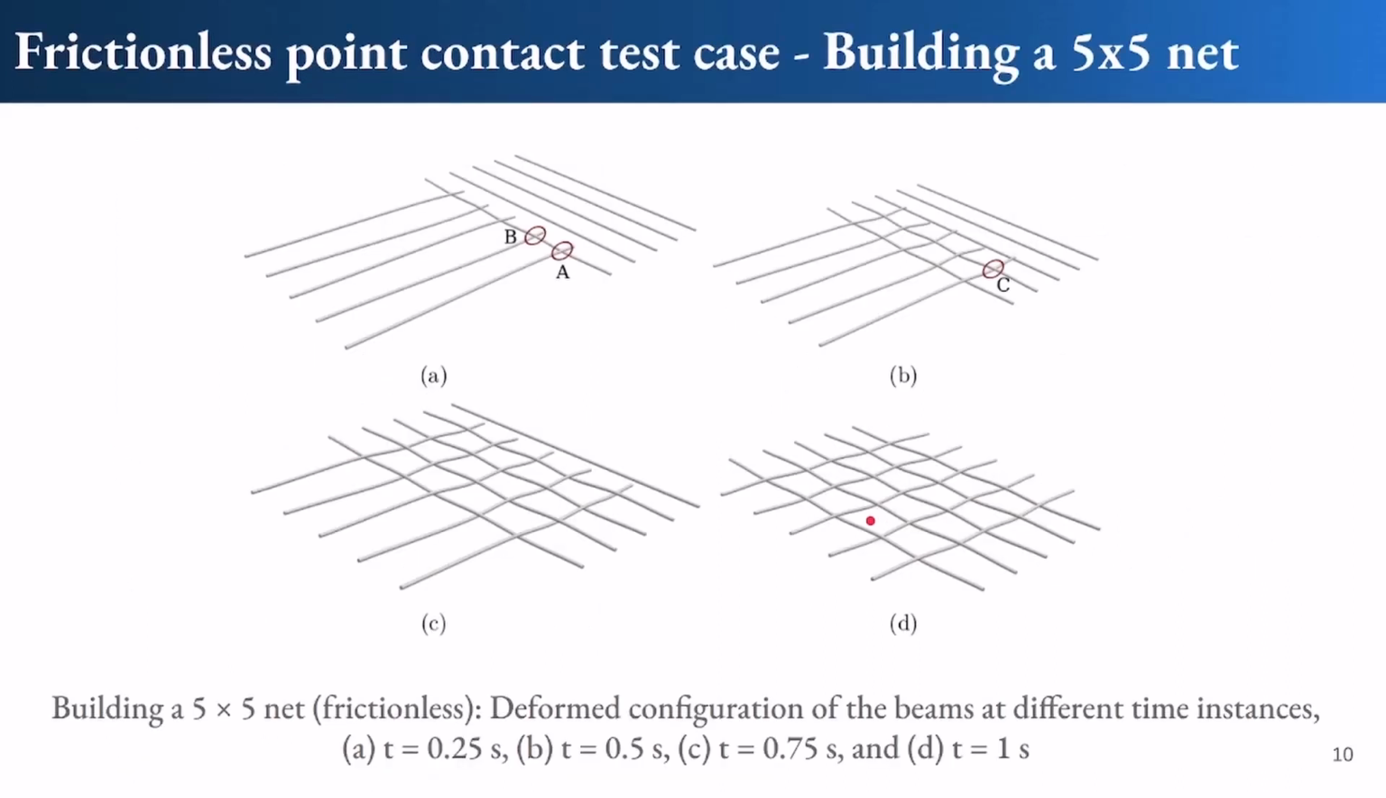One such application of frictionless point contact is building a 5x5 net, as you can see here. At the start of the simulation, you have 5 beams which are completely perpendicular to each other and not interacting. As time progresses, the beams form a pattern such that they make a net-like formation. You can see that we have 4 configurations, and at the end of the time, all the 5 beams are successfully forming a net. So this is a benchmark test case for point contact, frictionless case.